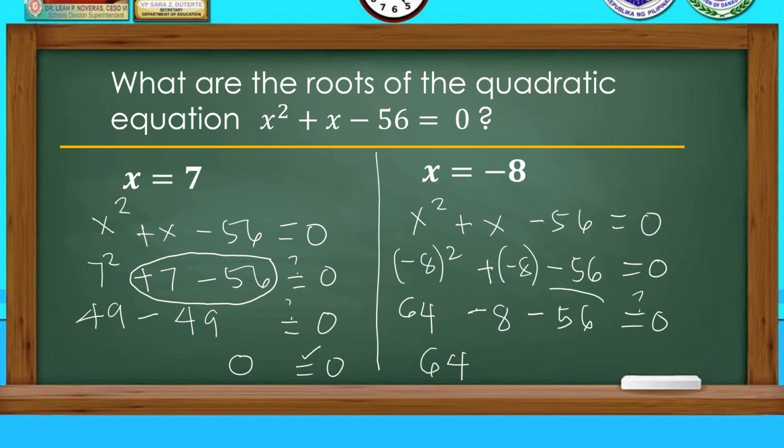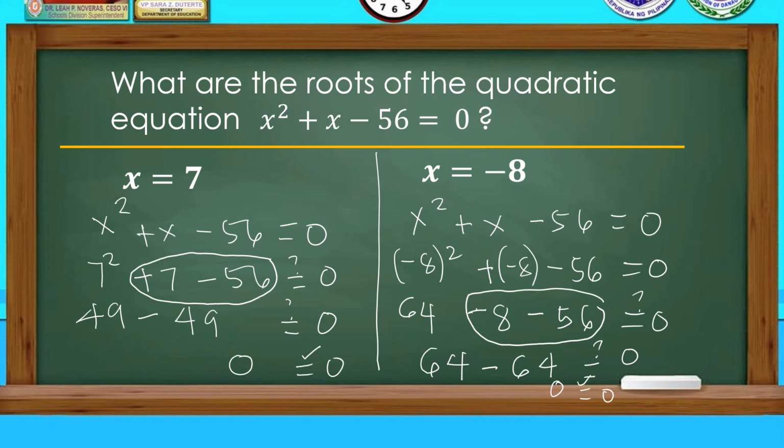So 64, here we combine like signs. By the rule, we copy the sign, then add. 8 plus 6 is 14, carry 1, so that is 64. So 64 minus 64, is it equal to 0? Yes. So 0 equals 0. Check.